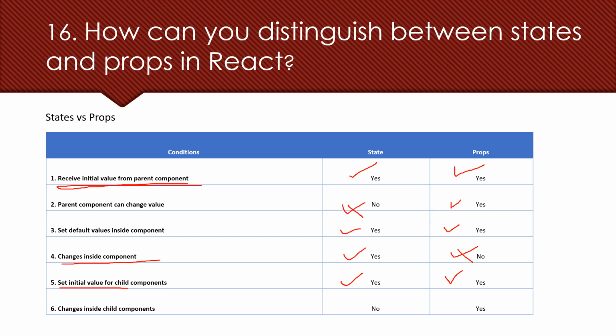The sixth point is changes inside child components, whether that is possible or we should do it. For the state, no, and for the props, yes, we can make changes inside the child component.